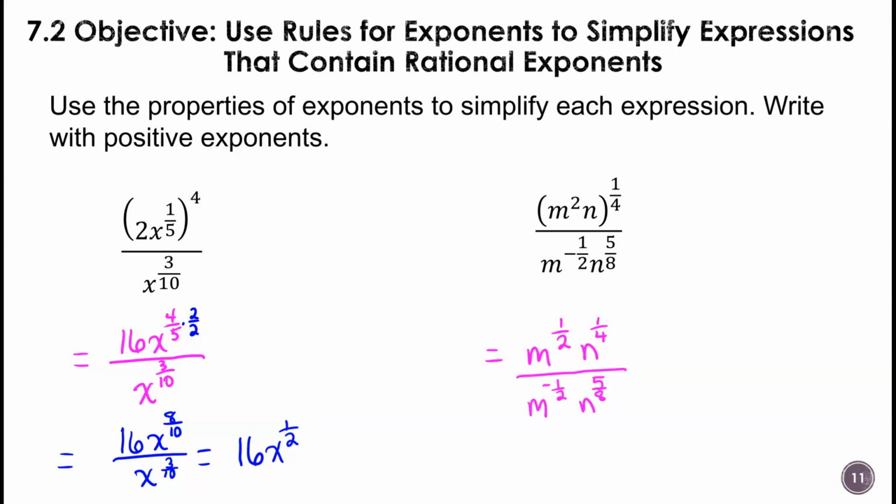If I take 1/2 minus negative 1/2, let me just write this out. M to the 1/2 minus negative 1/2 would be a 1, right? 1/2 and 1/2 is a 1. And then 1/4 is 2/8 when I have a common denominator. So that would be n to the 2/8 minus 5/8. And so then, I'm kind of running out of space here. Let me take this up here. Okay.